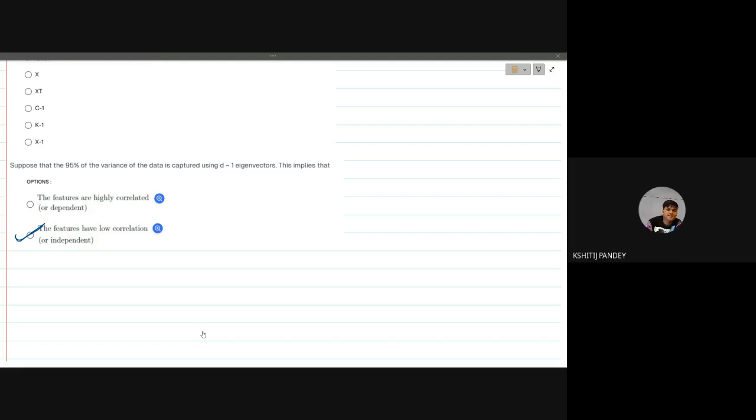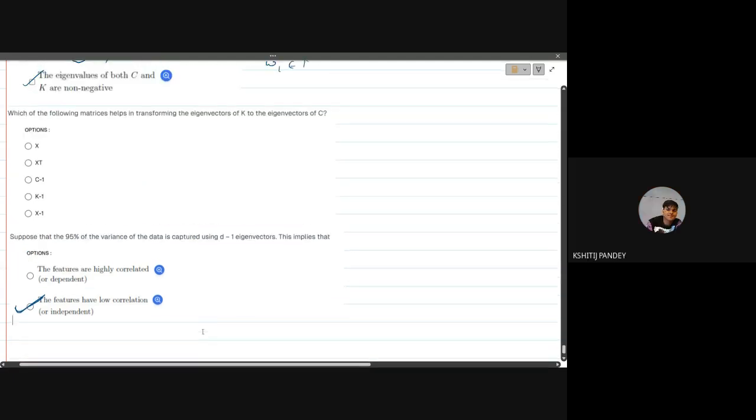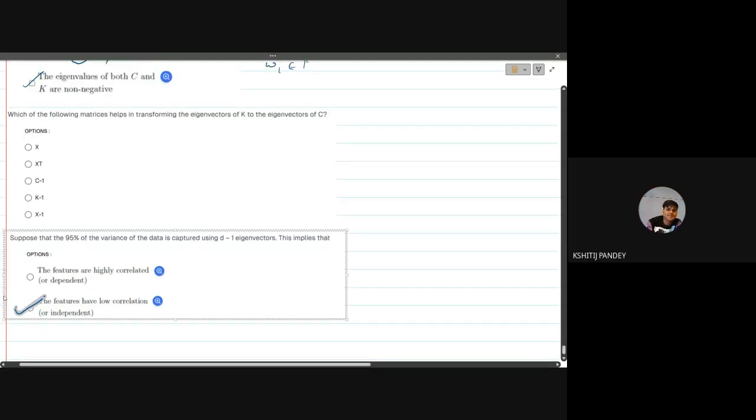Is this clear to you? Yes, sir. So this was the last question. We have left the second last question. We'll discuss this in the next session. Right now, at the moment, I'm not able to figure this out.